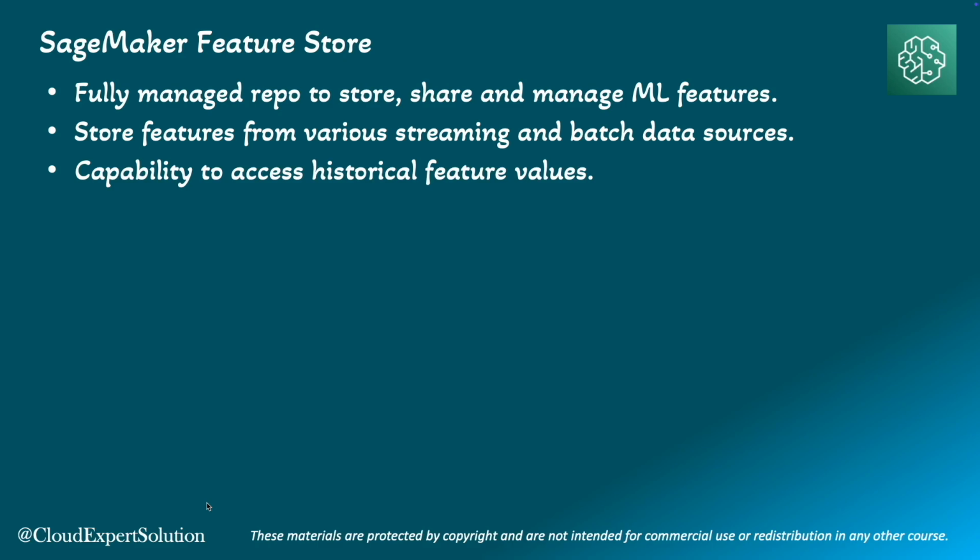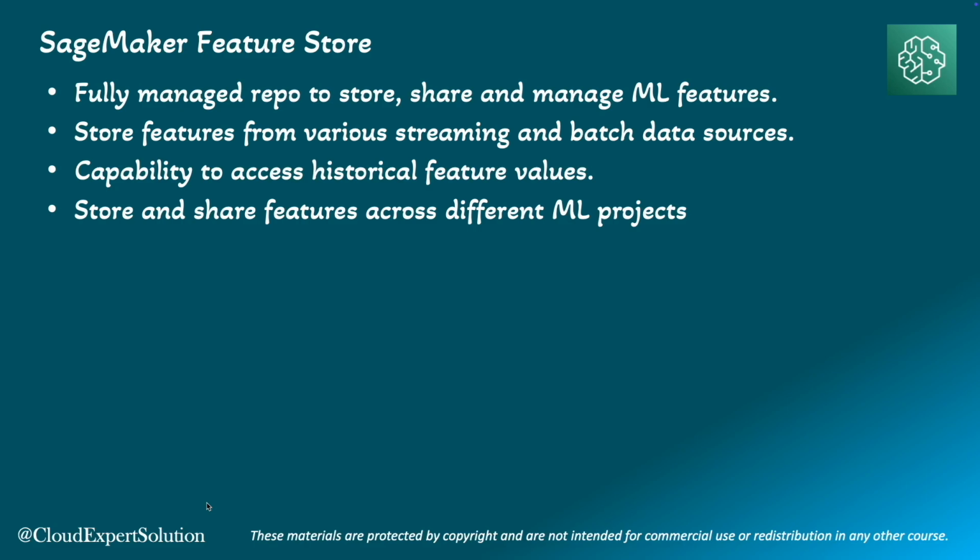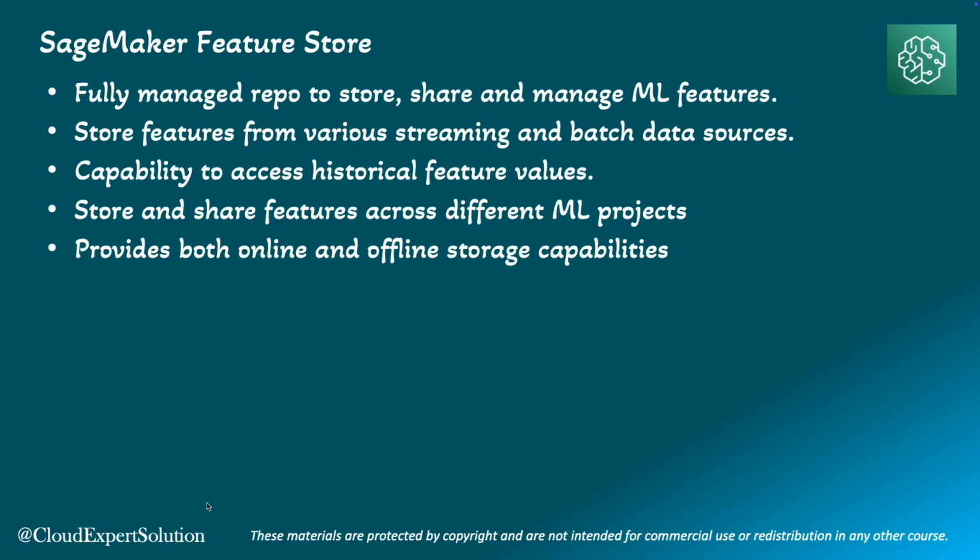That means it allows you to access historical feature values to understand how features have changed over time. We can also reuse features. That means we can store and share features across different machine learning projects to promote reuse and reduce redundancy. SageMaker Feature Store provides both online and offline storage capability.